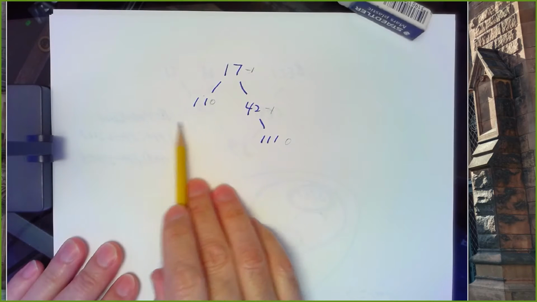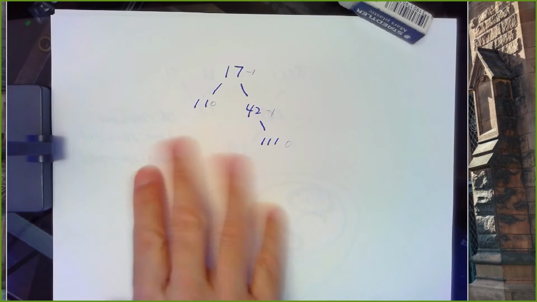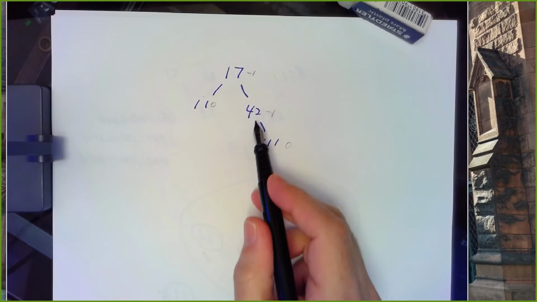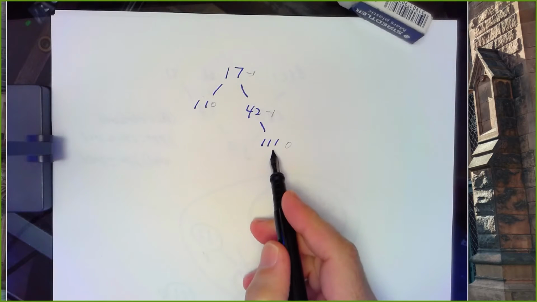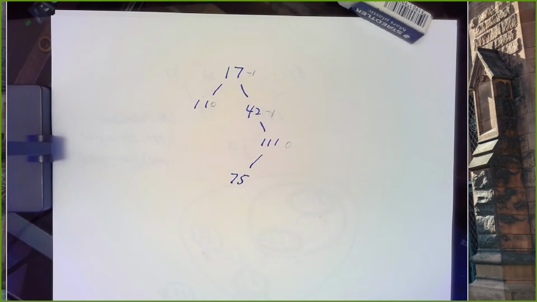And we didn't change anything from this point of the tree on down, so this balance factor is the same. Any children under that would have the same balance factor. All right, so this is still a balanced tree. All right, so someone said let's add a 75. So it's bigger than 17, bigger than 42, smaller than 111. So 75 goes right here.